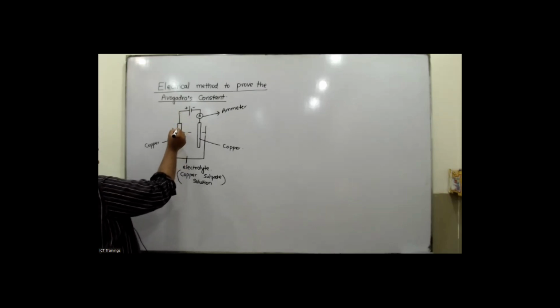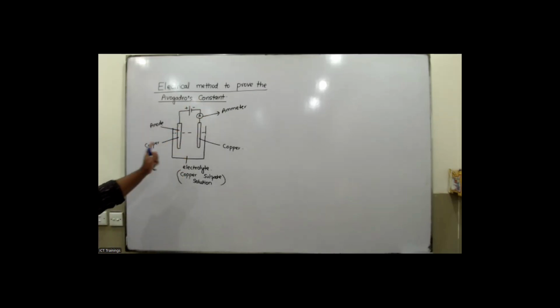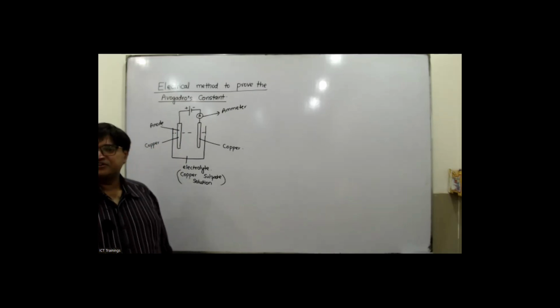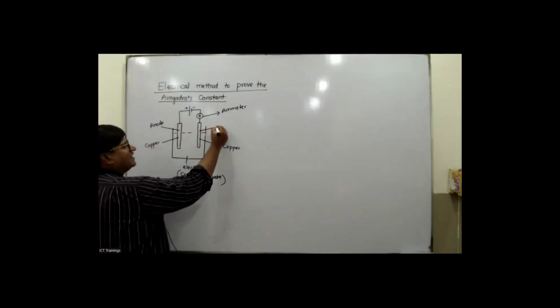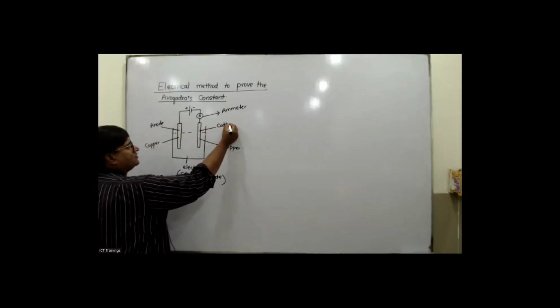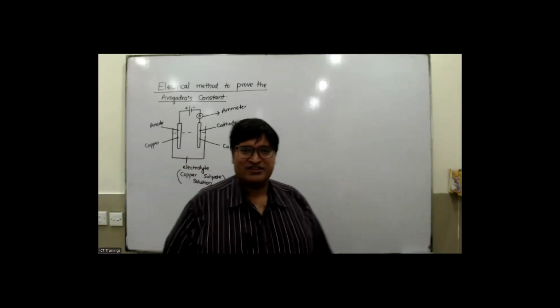The positive terminal is called the anode. This whole thing is based on electrolysis. It's not the electrochemical cell. Electrolysis is the reverse of the electrochemical cell. Here, a battery is present. The rod attached to the positive terminal of the battery is the anode. The rod attached to the negative terminal is called the cathode. So this is the cathode. Now this is actually the electrolysis.